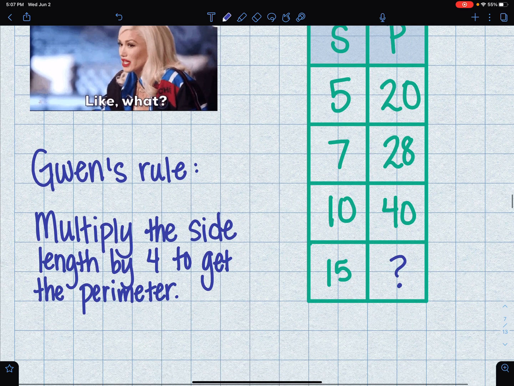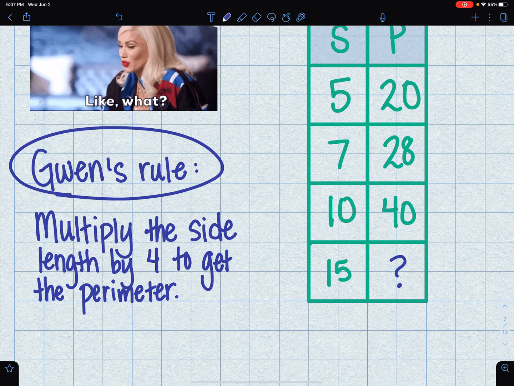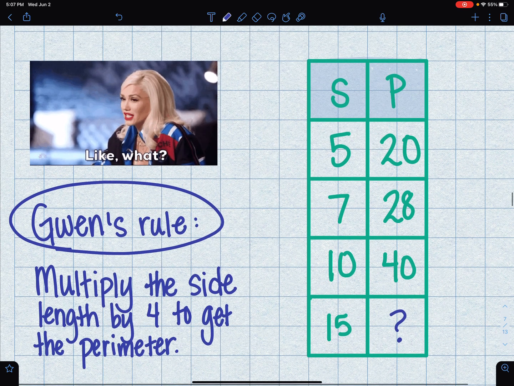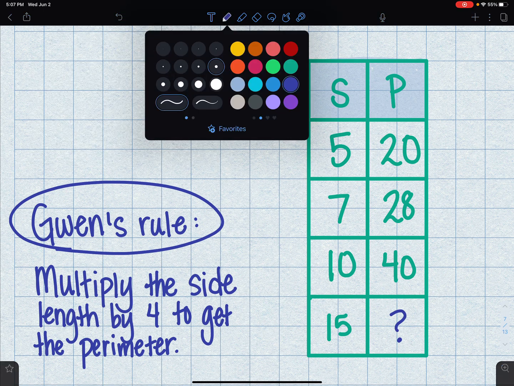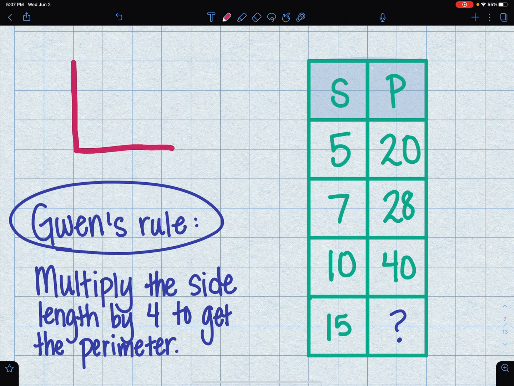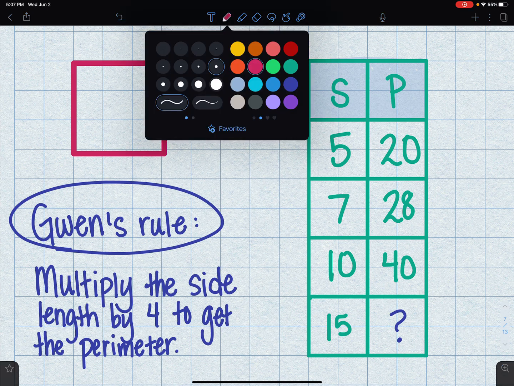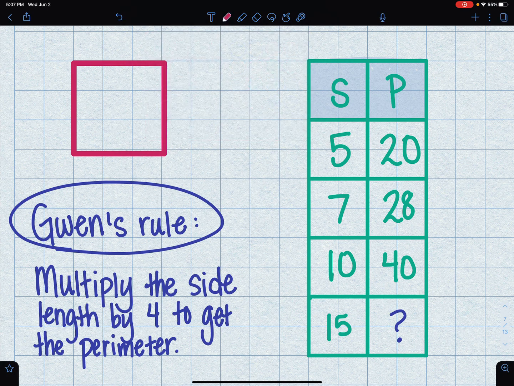It's a math rule, and this is going to be Gwen's rule. And she thought of a rule that used the length of the side of a square. So I'm going to delete this and draw a square for Gwen. Okay, so Gwen's rule is that if you know the measurement of a side of a square, and I'll call it S, and you know that whenever you're talking about a square, that all the sides are even.